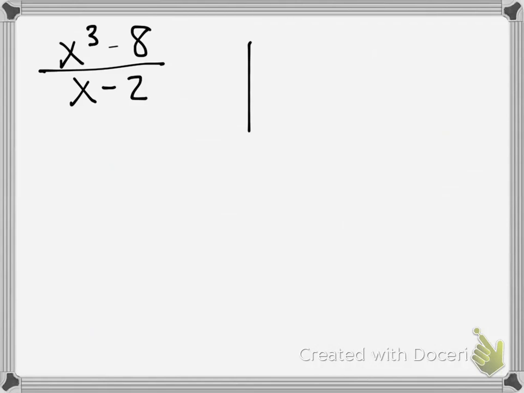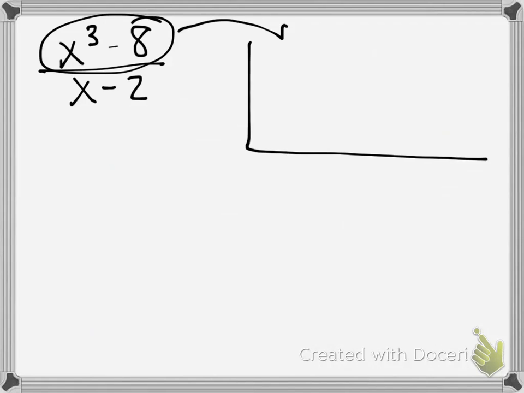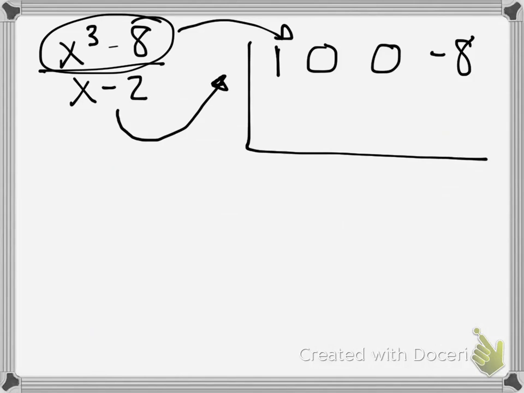For synthetic division, you set up your box, your numerator goes up here, and you need to fill in any dummy columns necessary. So you write down your coefficients. My coefficient of x to the third is 1. I don't have an x squared, so that's a 0. I don't have an x term, so that's a 0. And then I have negative 8 as my constant. You have to remember to fill in the columns that don't have a variable associated with them. Then you take whatever you're dividing by and switch the sign. So since this is minus 2, I'm going to put a positive 2.